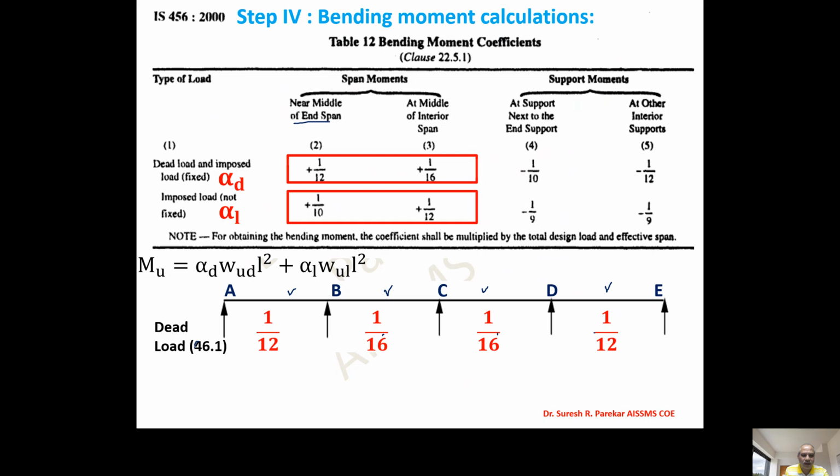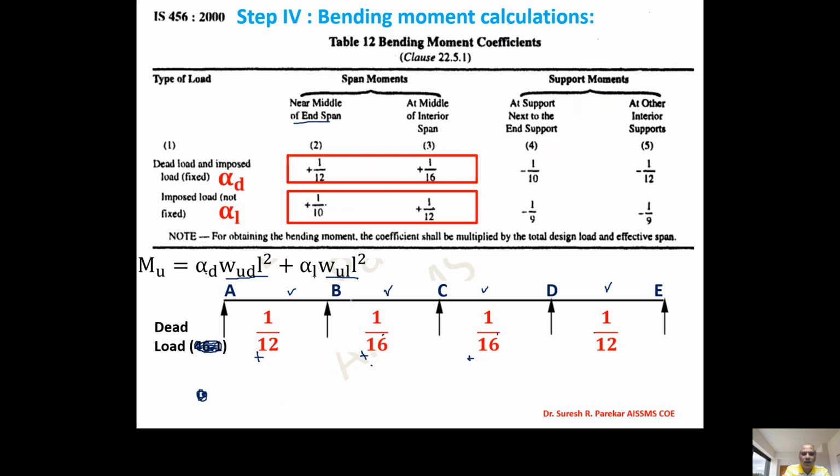And for dead load, the values we have are actually different, so we will not consider this 46.1. If we take the span the same, then we will have this value. Now for live load we have 1 by 10, 1 by 12. So now you can see 1 by 10, 1 by 12, 1 by 12, 1 by 10. So this is also not 18 now. And then we are with these values. So we have to add this for maximum bending moment, and we have to multiply. You can see WUD L square, then WUL square. So alpha D, alpha L, we have these coefficients.